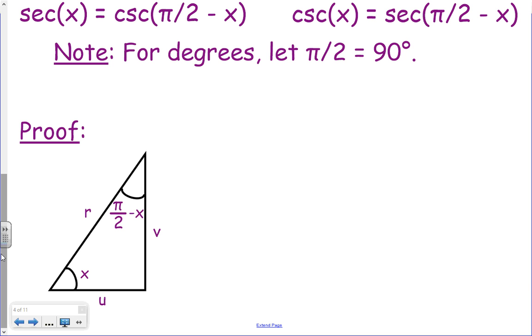And furthermore, once we see how a couple of these are set up, you should understand how the rest of these properties work. So let's take the first line that we saw there. We're dealing with sine and cosine. And I've got myself a right triangle here.